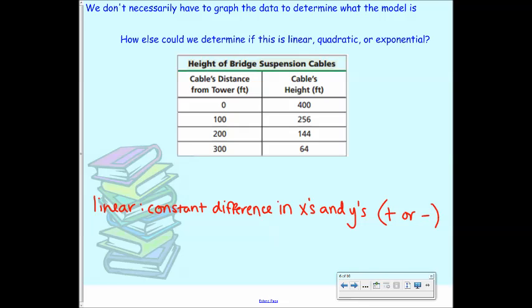What about if it's quadratic? So there's a constant x and then a constant what in the y's? Constant second difference. Thanks, Guillermo. So constant second difference. And what is second difference again? The difference of the difference, right? So the difference of the difference. Again, this should be what kind of math? Addition or subtraction.